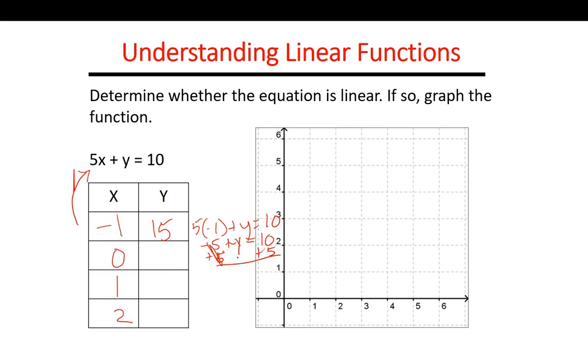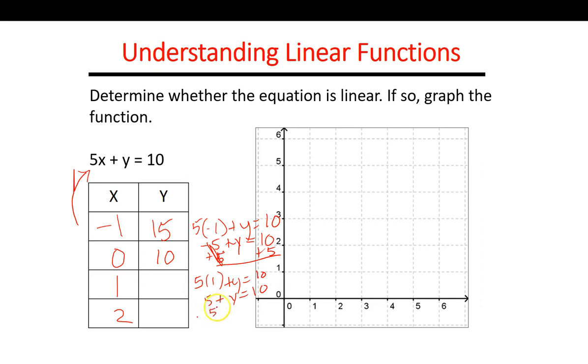Now we're going to do the same thing with all of these values. When I plug these in, I'm going to find that 0 is going to give 10 for y. So when I input x is 0, the output y is 10. When I put in a 1, 5 times 1 plus y equals 10. So now I've got 5 times 1 is 5, plus y is equal to 10.